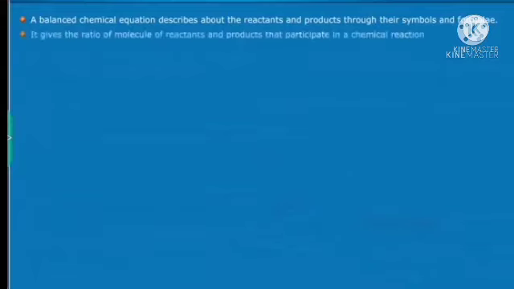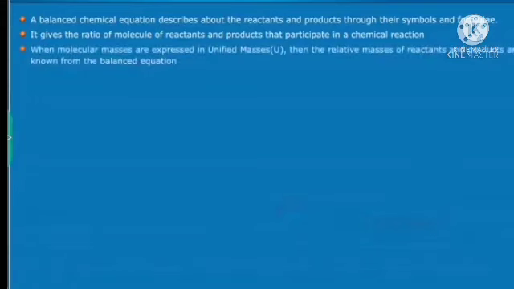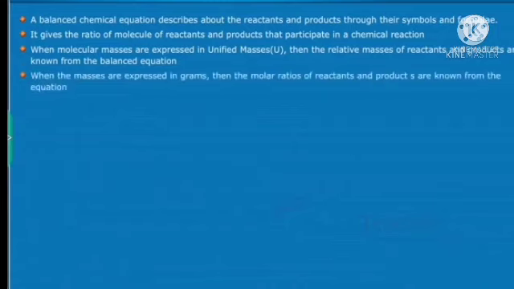Importance of balancing chemical equations. A balanced chemical equation describes the reactants and products through their symbols and formulae. This is a very important question: the importance of the balanced equation. It gives the ratio of molecules of reactants and products that participate in a chemical reaction. For example, H2O: 2 molecules of hydrogen, 1 molecule of oxygen.